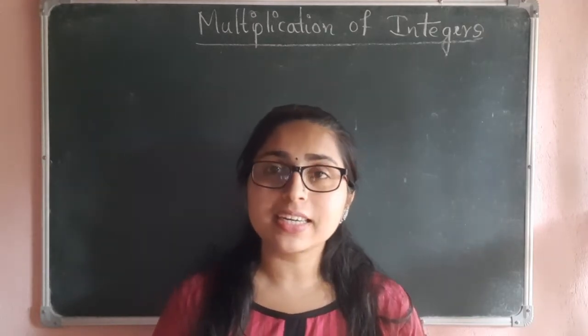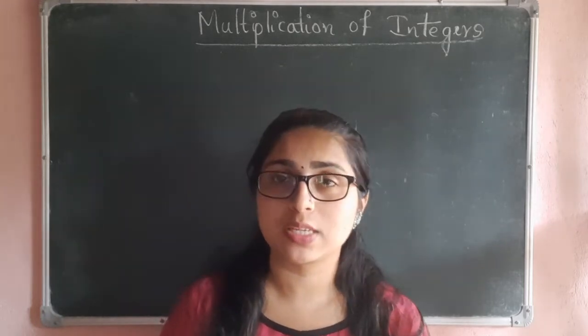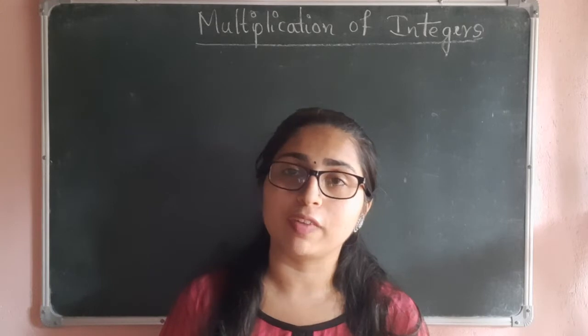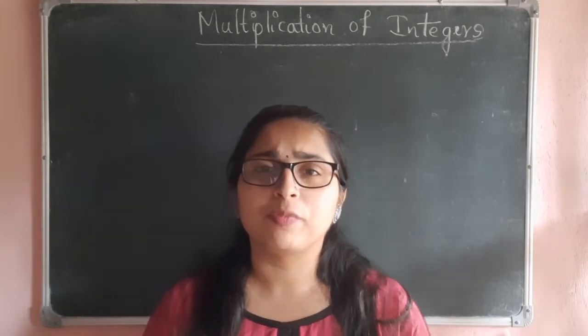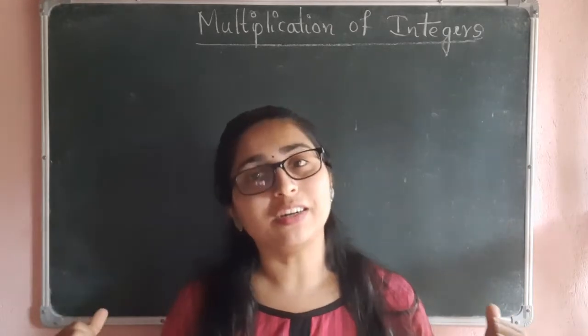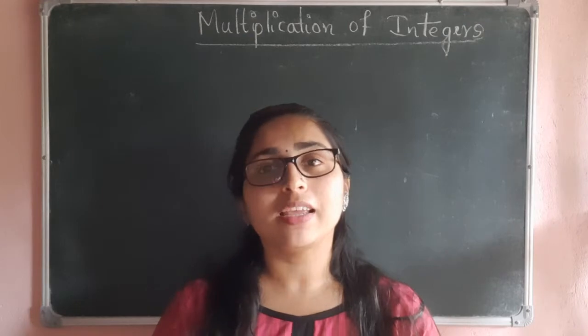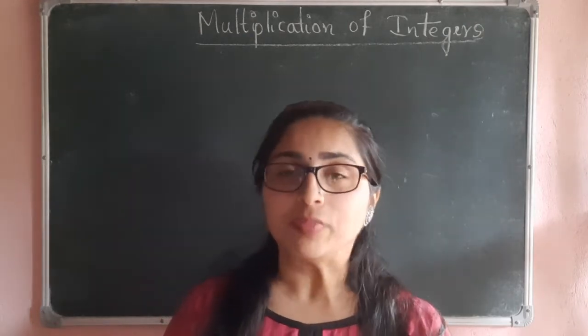So you already studied about the multiplication of whole numbers, like 2 into 3 that gives you 6, 3 into 5 that gives you 15, right? So you are well aware of the multiplication of whole numbers. Likewise, here we will study about the multiplication of integers. That means here the negative integers are also involved.